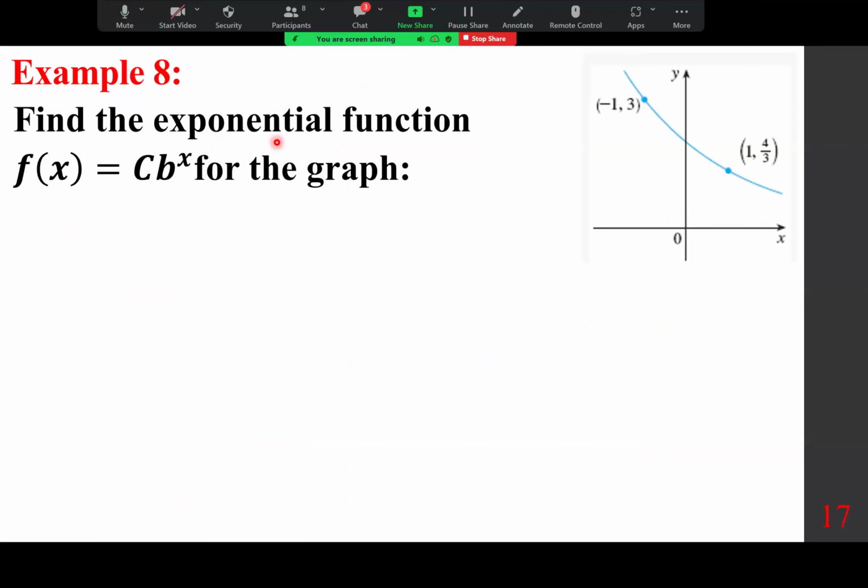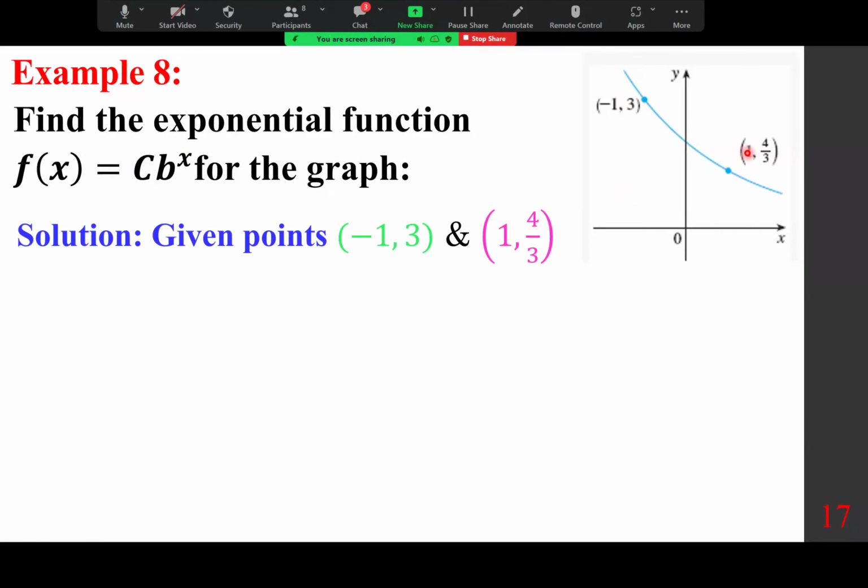Example 8, find the exponential function in the form of f of x equals c b to the power of x for this graph. So basically, what we are dealing with is that c is missing, b is missing, but we have two pairs. So we really use a system of equations to solve. So the two pairs are given. -1, 3 is one of them, 1, 4/3 is another one.